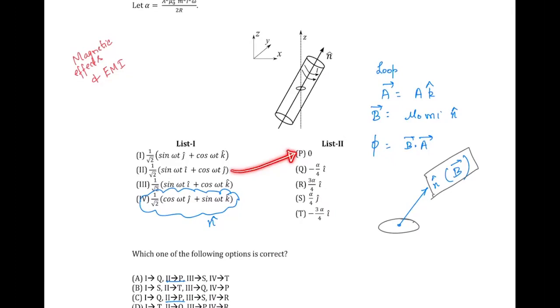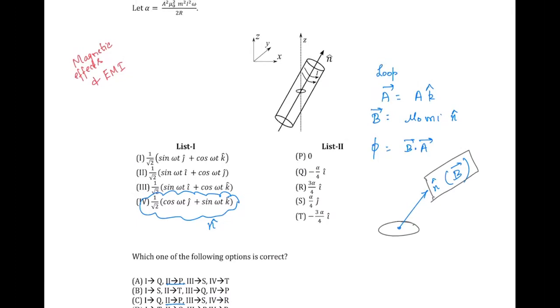Now just imagine if you have to solve for all the 4 cases one by one, how much time it is going to take. So this certainly is going to be tough in terms of time consumption. So it is just that you need to do the fourth one. Right? So for this fourth one, n cap, we have 1 by root 2 times cos omega t j cap plus sin omega t k cap. So j k rotation.